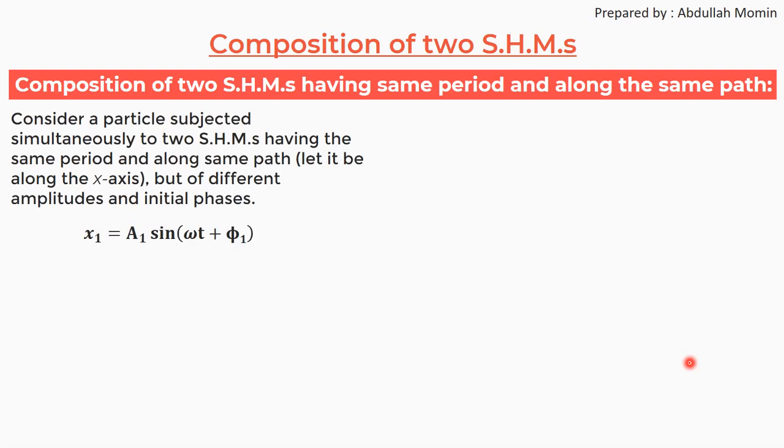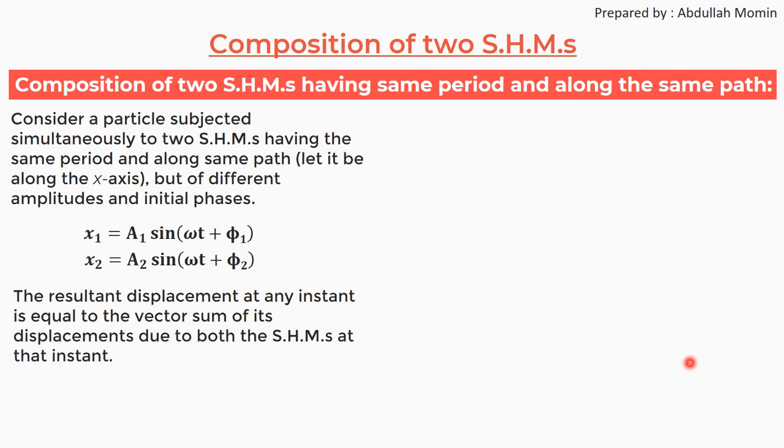So for the first SHM we will write the equation x1 is equal to a1 sin(omega t plus phi 1), where a1 is the amplitude of the first SHM and phi 1 is the initial phase of the first SHM. Similarly, for the second SHM, we will write x2 is equal to a2 sin(omega t plus phi 2).